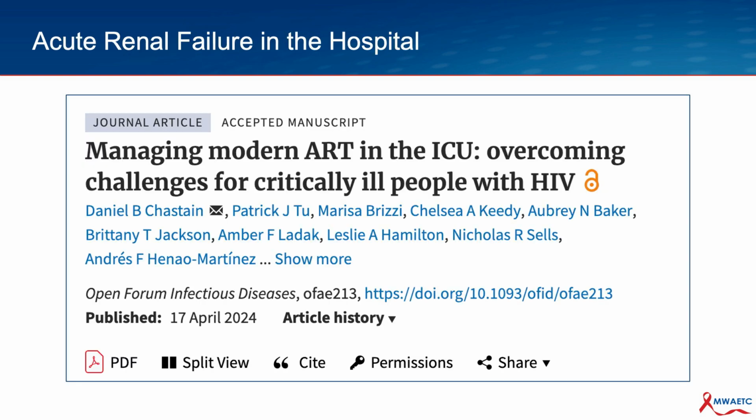And then acute renal failure in the hospital, which I think most of us are not dealing with. But in case you are, there's a really nice new article that came out in OFID about managing modern ART in the ICU and also potentially on the wards. And all this is to say that if somebody comes in with acute renal failure and may need a couple of runs of dialysis, it is really tricky to be managing the ART there and may at times, unfortunately, require holding ART as things settle out. And I don't say that lightly because I don't usually like to ever hold ART.